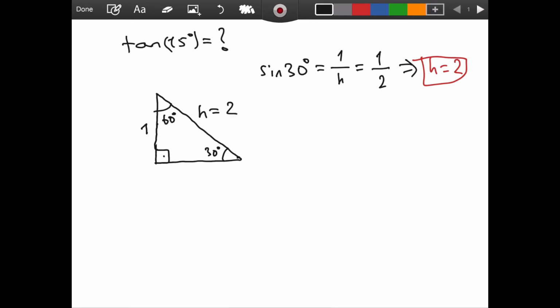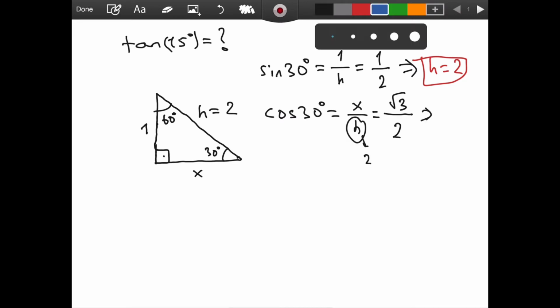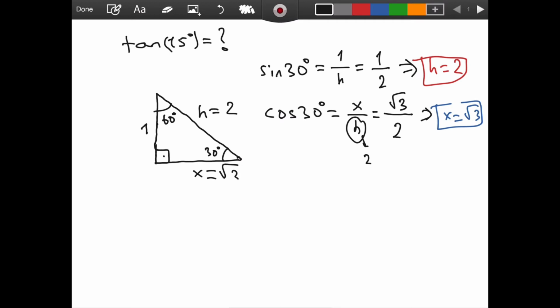And if I look at the cosine of 30 degrees, it is going to be 1 over x, I want to call it. And that's not 1 over x, I'm sorry. It's going to be x over h actually, right? And this is going to give us, as again you should know this, the square root of 3 divided by 2. Since h is 2, we get that x is equal to the square root of 3. So we can also substitute for it here. x is equal to square root of 3.